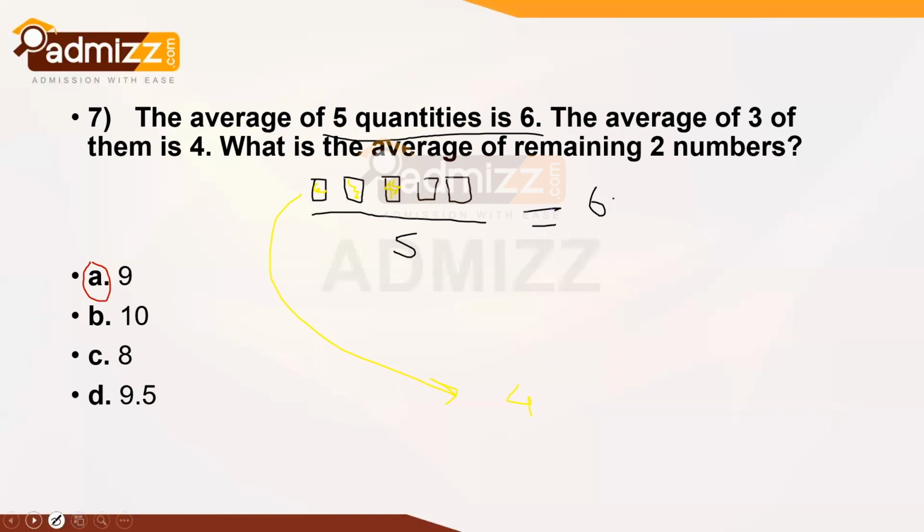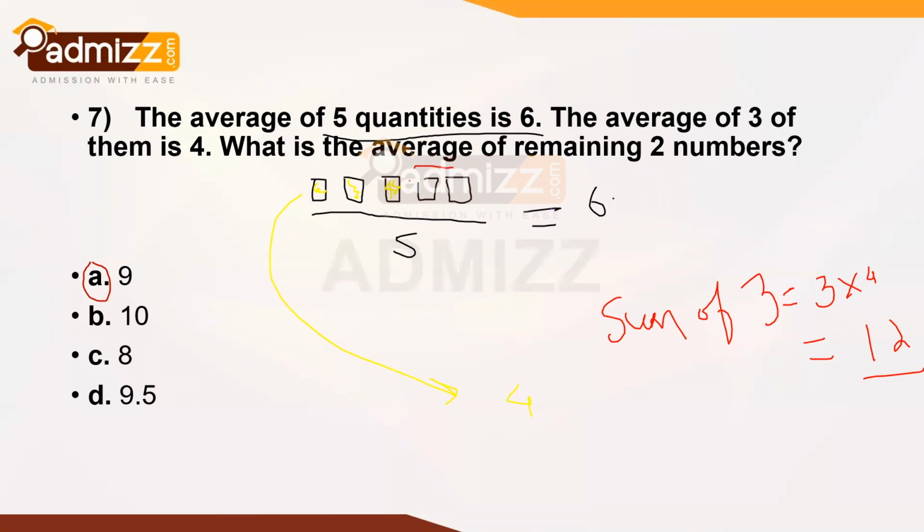So what this directly implies is that the sum of the three is equal to 3 times 4, because we know that average is equal to total by the number of items, and total is the sum that we are talking about here. So the total comes out as the number of items times the average, which is 3 times 4, which is 12. So we substitute 12 in this particular equation.